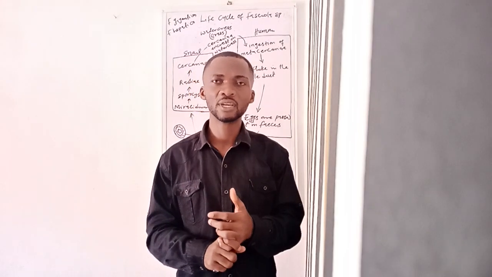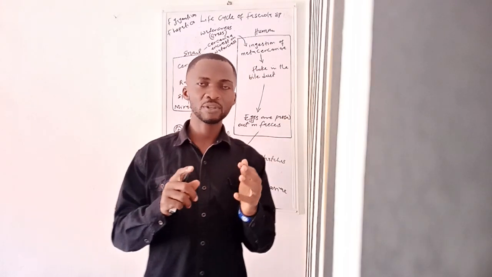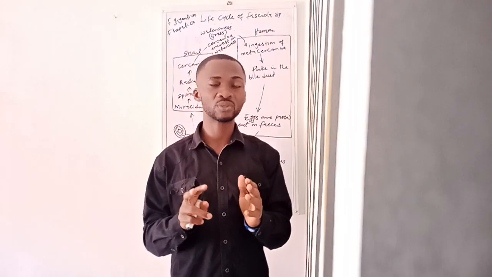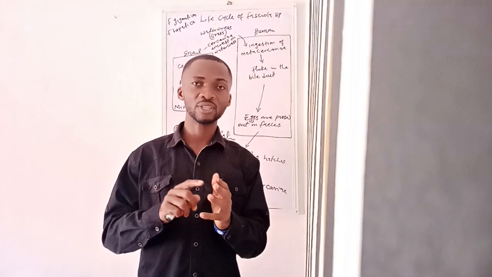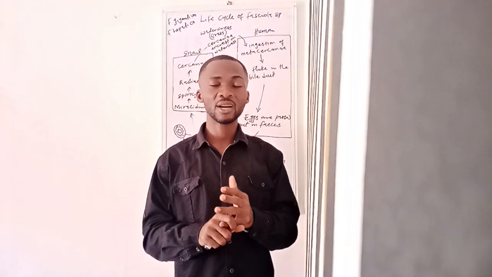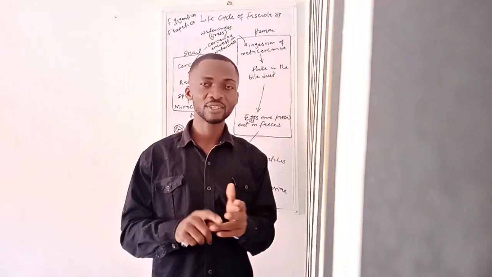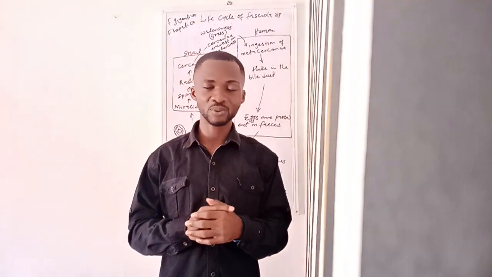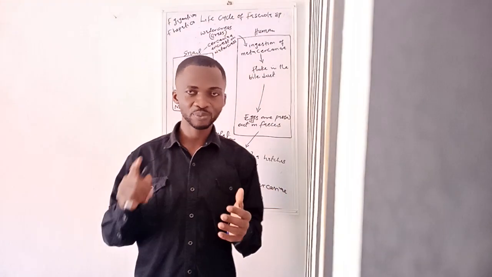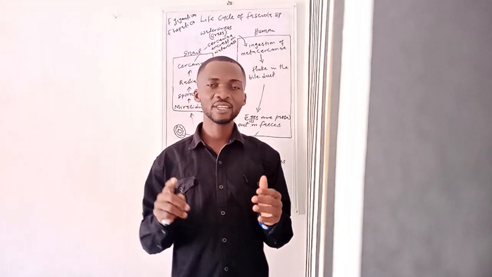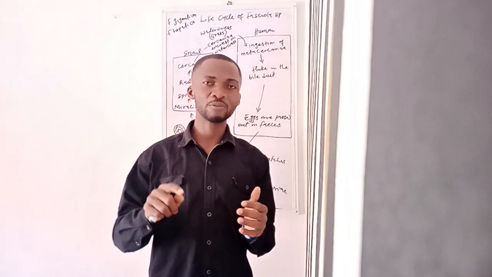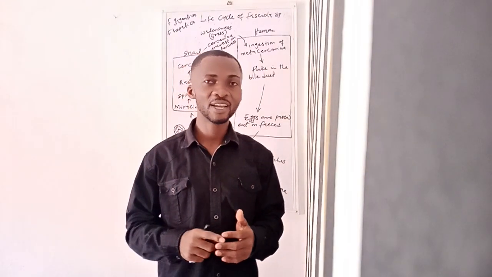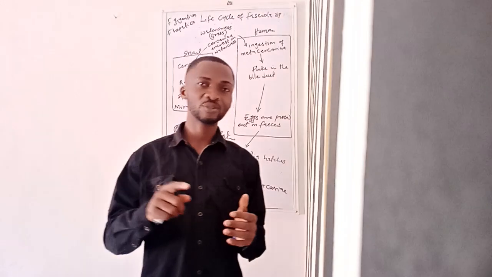Number one difference is that in the case of Fasciola, two intermediate hosts are involved: the snail and the watercress. But in the case of Schistosoma, only one intermediate host, and that is a snail. Another difference is that the infective stage of Fasciola is called the metacercaria, whereas the infective stage of Schistosoma is the cercaria.